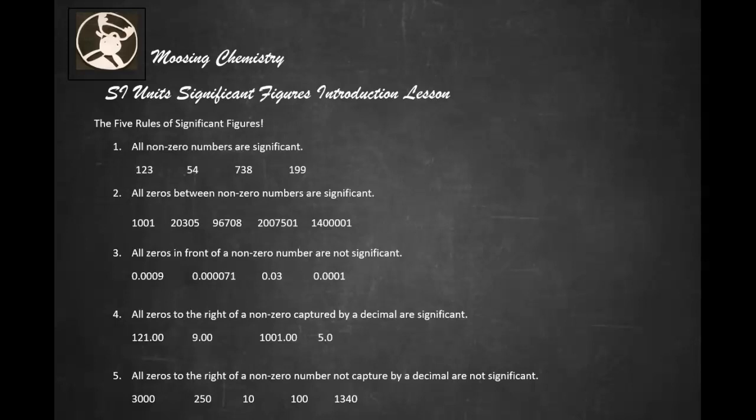This is the SI Unit Significant Figures Introduction Lesson. There are 5 rules to significant figures. Let's look at all the rules. First of all, rule number 1. Rule number 1 says that all non-zero numbers are significant.